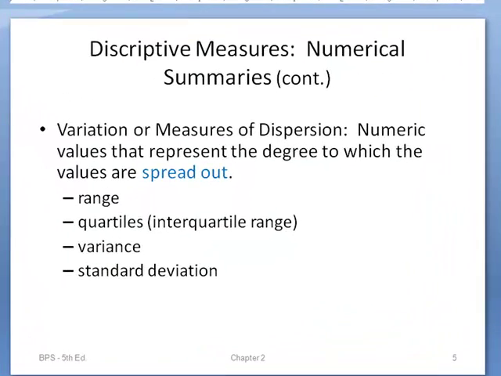Now, how spread apart our data is: variation, or measures of dispersion. The numeric values that represent the degree to which the values are spread out. That's what we're talking about. And we're going to be looking at the range, quartiles, variance, and standard deviation. These are all measures of how spread apart our data is.